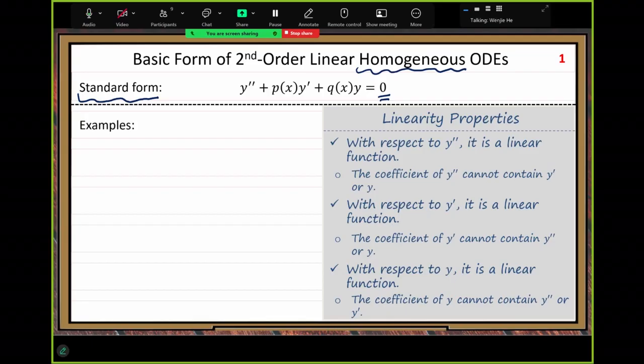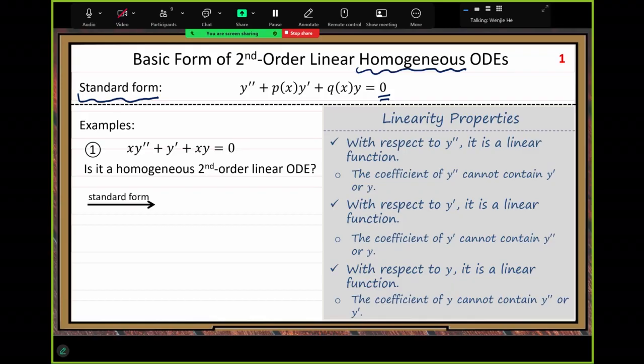Let me show you a few simple examples. The first example, let's look at this equation. You can check these three conditions. You can see all three requirements are satisfied, right? And the right hand side is 0. So we can say this is a linear second order ODE. So the answer is clear. But although this is linear second order, it's not a standard form.